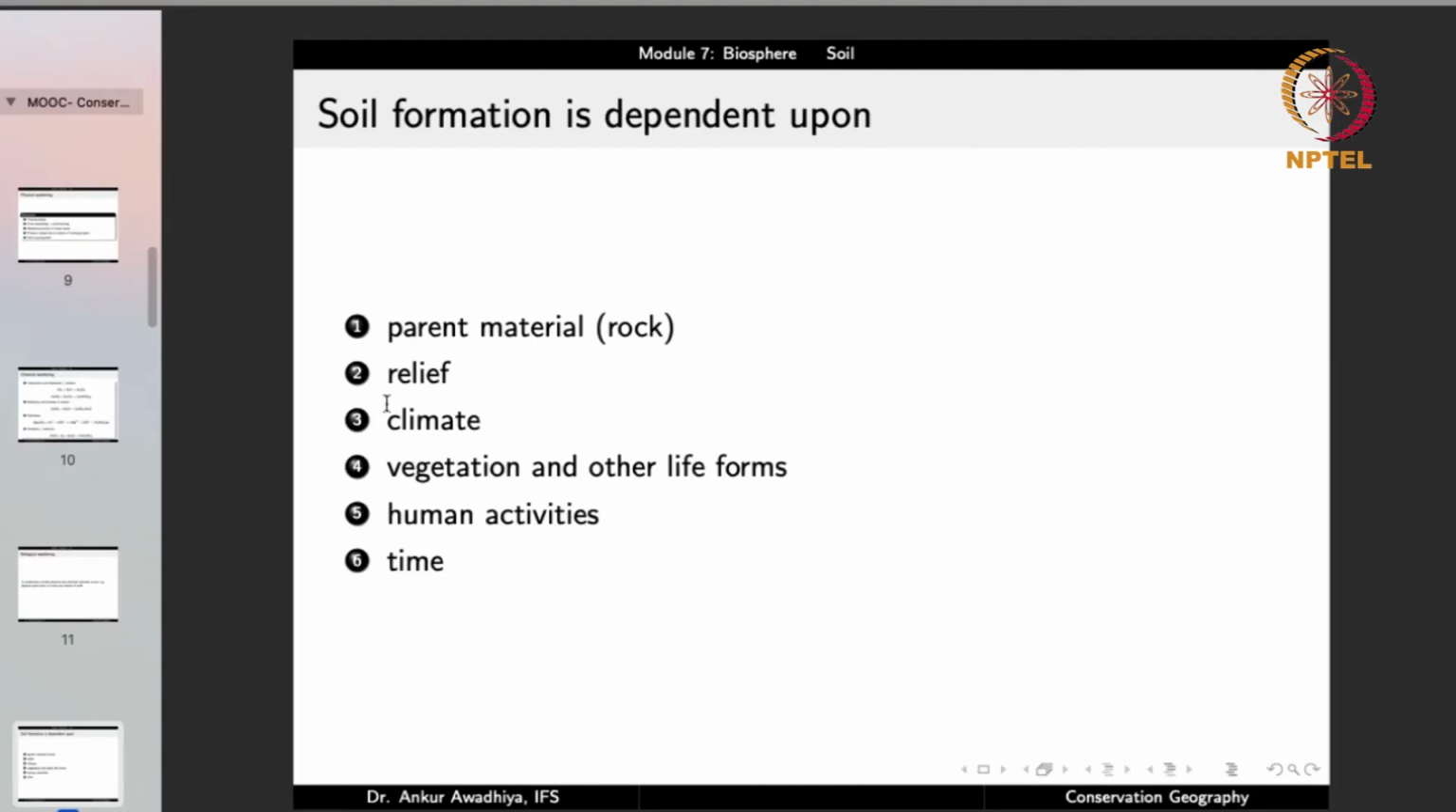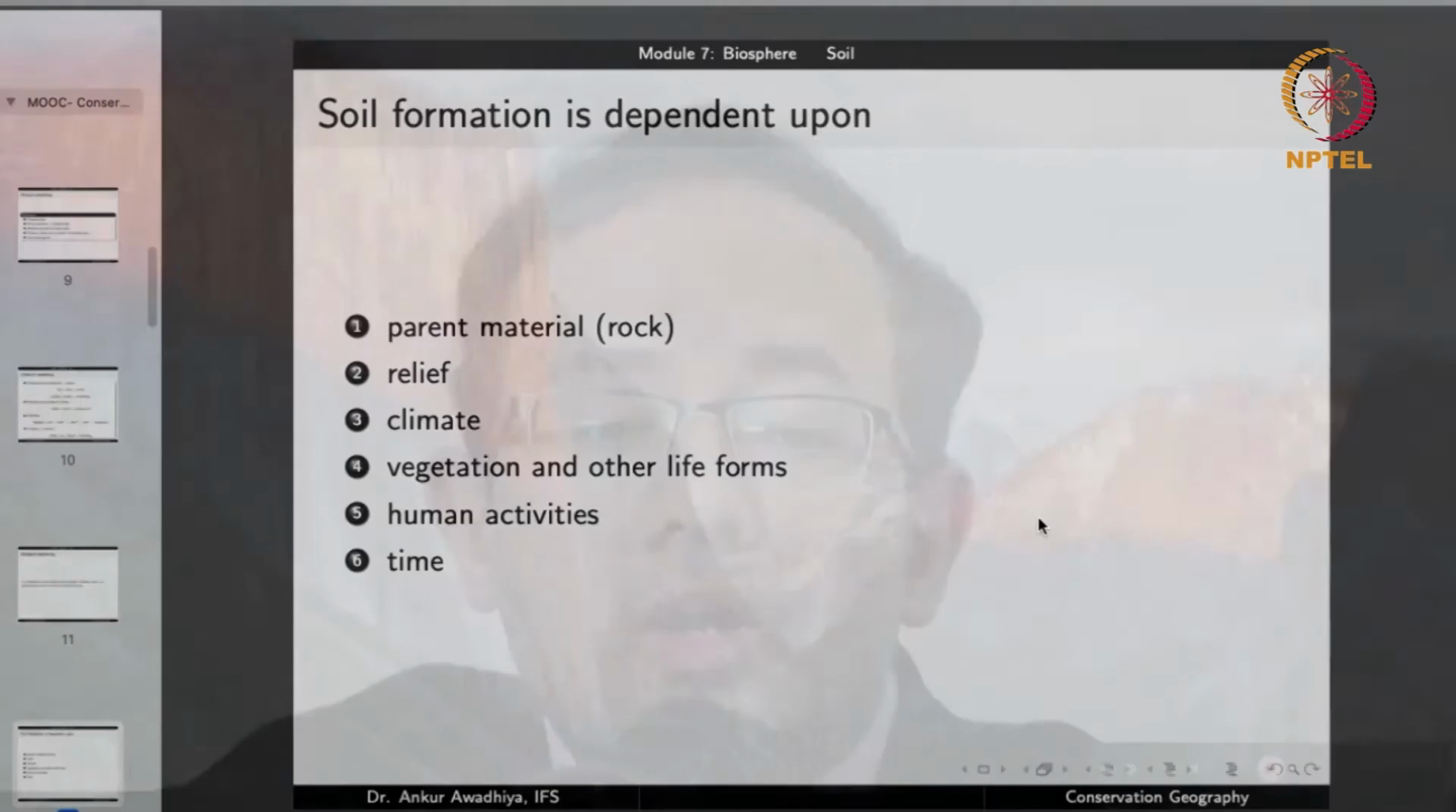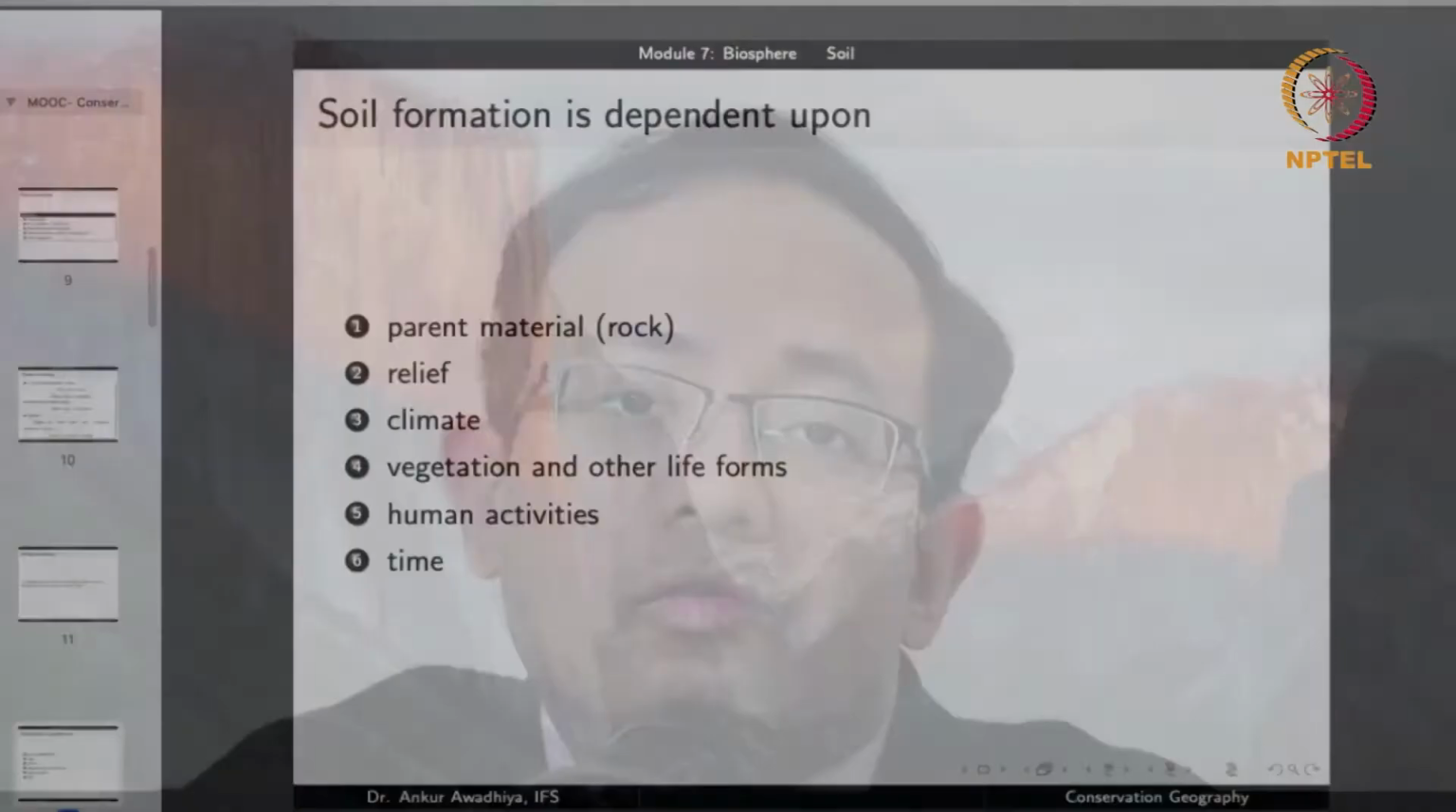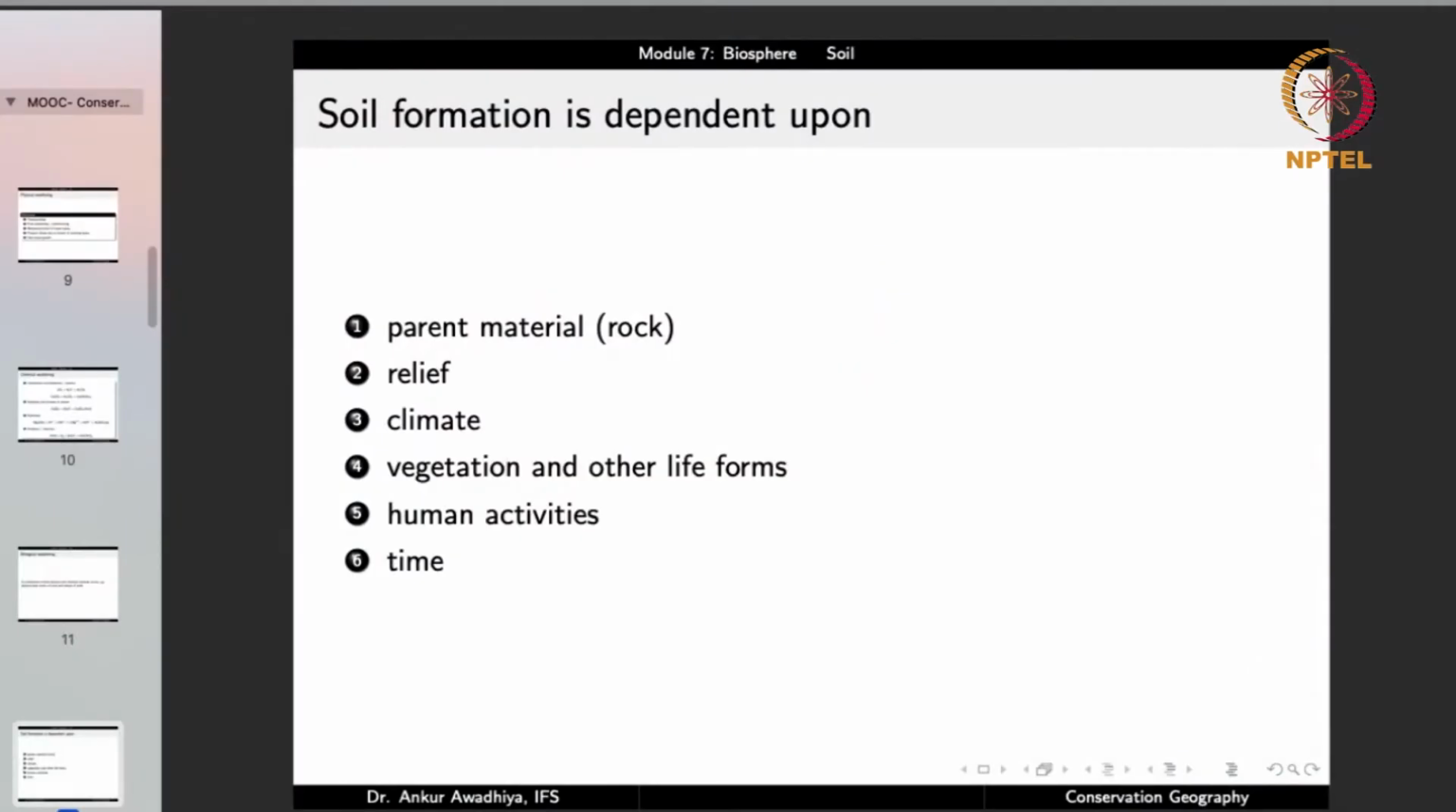Similarly, vegetation and other life forms also play a role. Why? Because we have biological weathering. So if an area has vegetation and life forms, then biological weathering also plays a role. But it does not play a role in those areas that do not have vegetation or life forms. At the same time, humus is an important constituent of the soil. And humus can only be there if you have vegetation and life forms, because it is derived from living materials. So vegetation and life forms also play a role in soil formation.